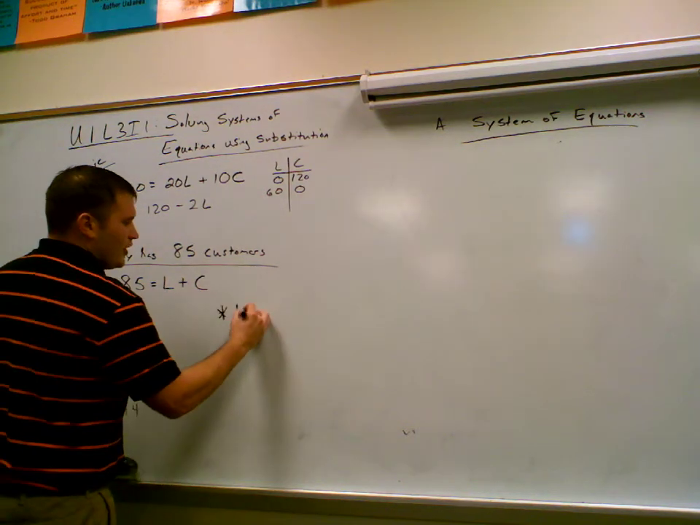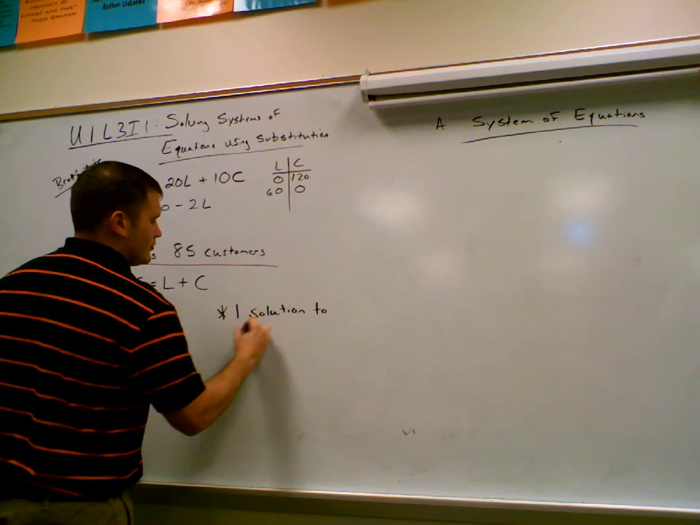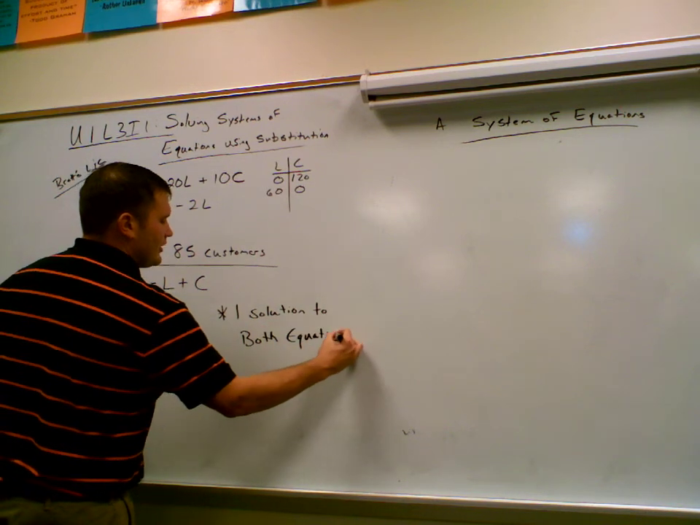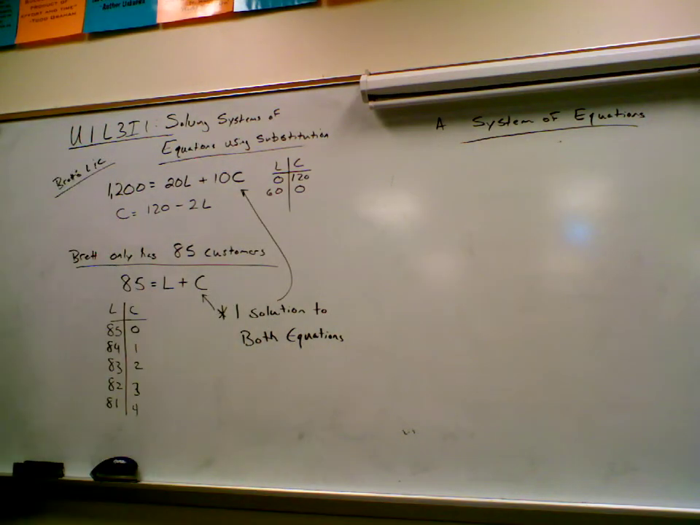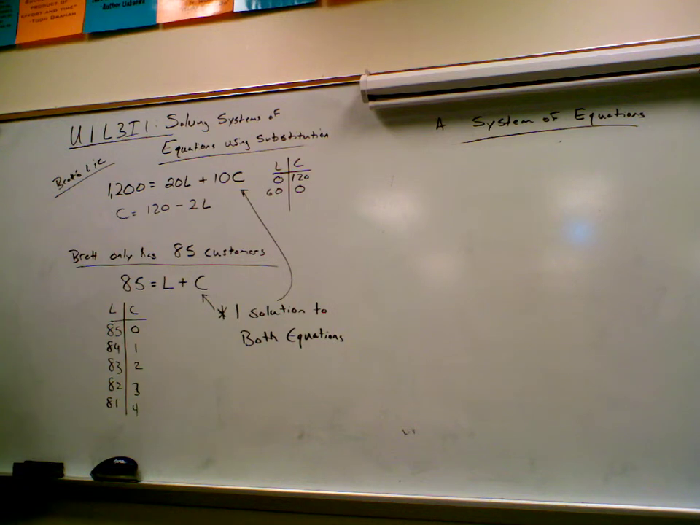All right. There is one solution. There is only one combination of L and C that will make both of these equations true. And that's what we need to find. We need to find that one combination that makes these 2 equations true. So how can I do it? I have 2 tables. What do you think I should do? Find one that's equal in both.